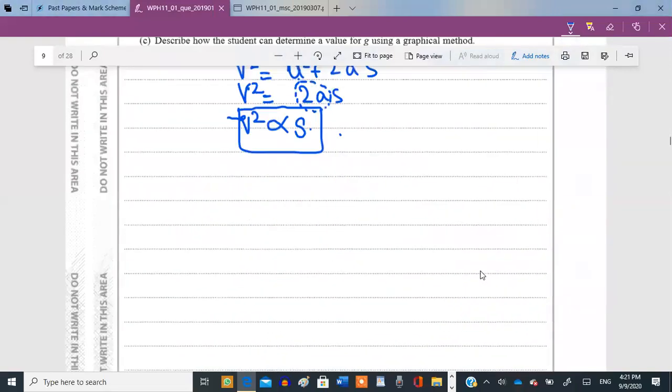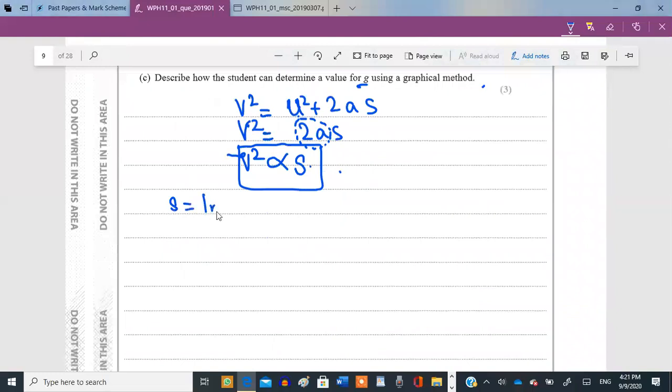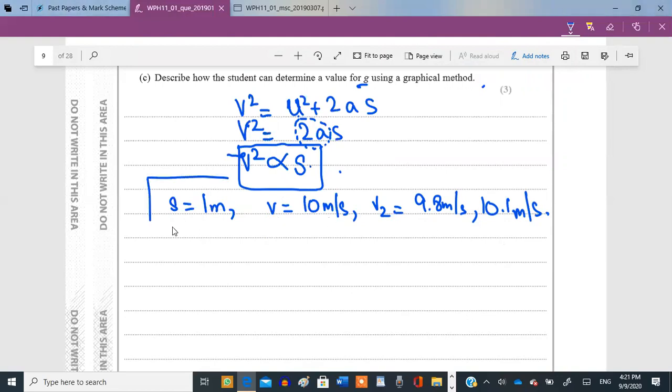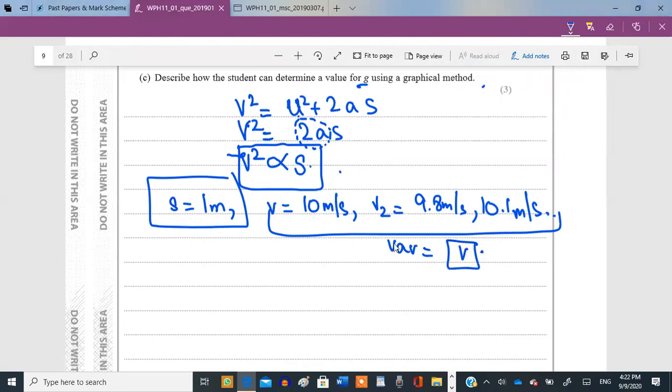For instance, let's say our value for s is 1 meter, and the value for v turns out to be, let's say, 10 meters per second. You do the same experiment which was described above. You take this rod again at 1 meter's height, and you calculate a second value for v, and let's say now it turns out to be 9.8 meters per second, and then you do the same thing again and calculate another value for v, which turns out to be, say, 10.1 meters per second. And when you calculate the average of all those values from that particular height, that will give you an accurate value for v for that height.